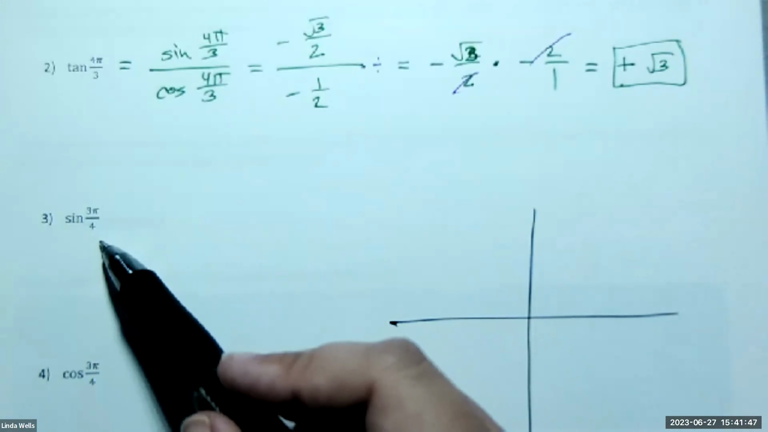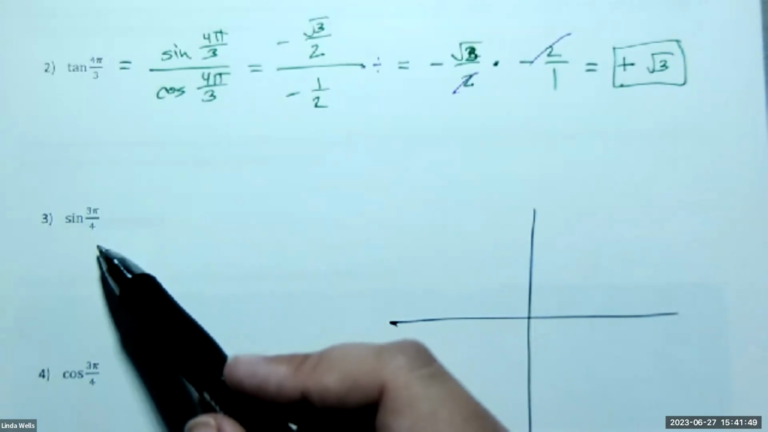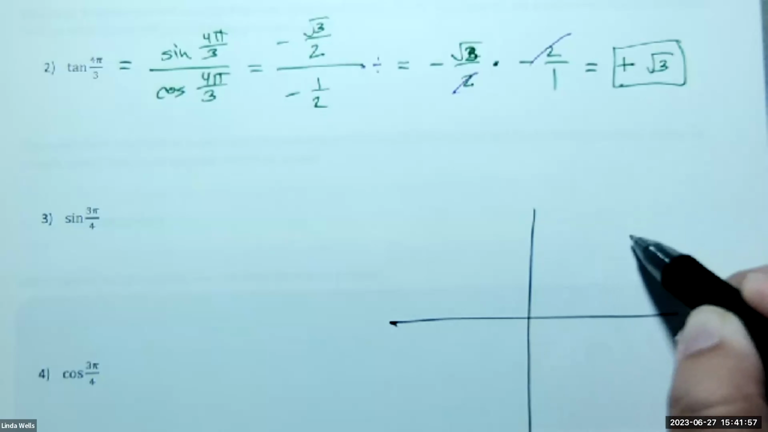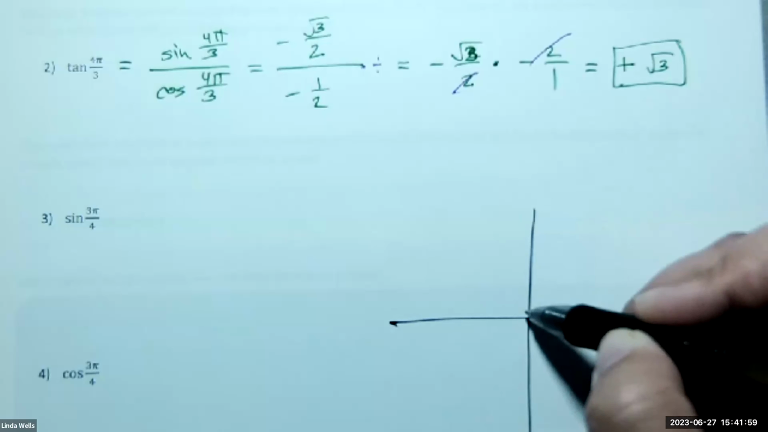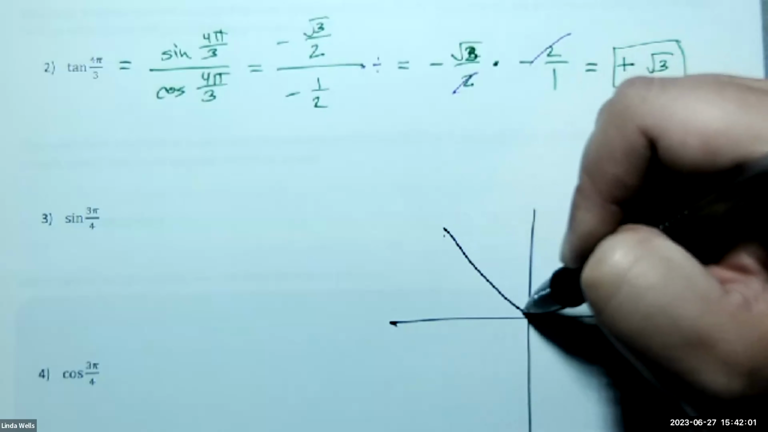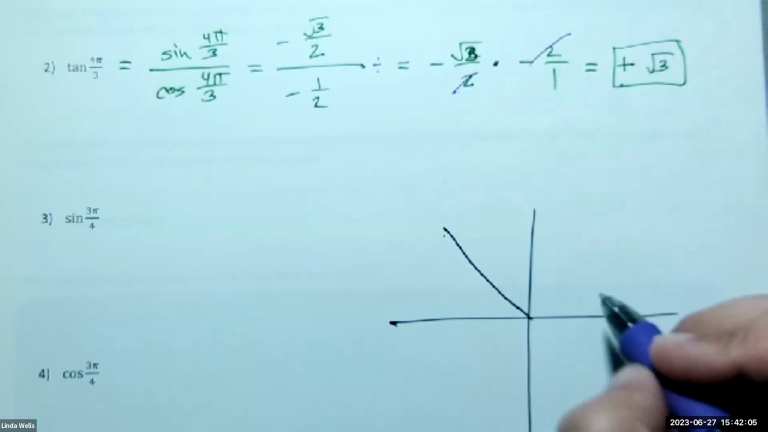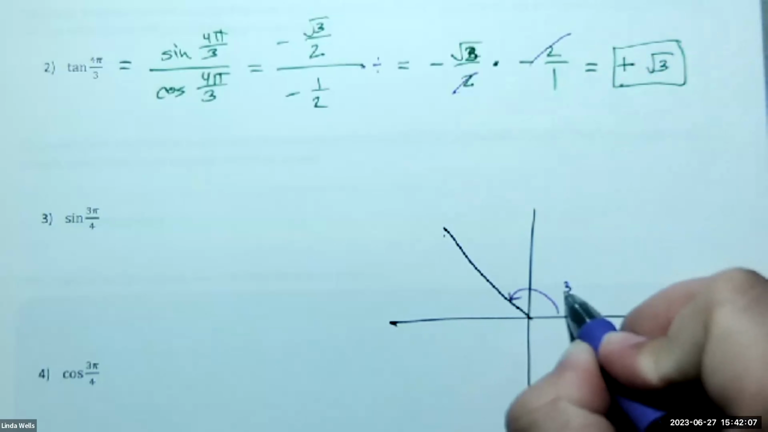3 pi over 4. Where is 3 pi over 4? What quadrant? 1, 2, 3, 4, 2. Well, this is pi over 4. This is 2 pi over 4. So this one must be 3 pi over 4.